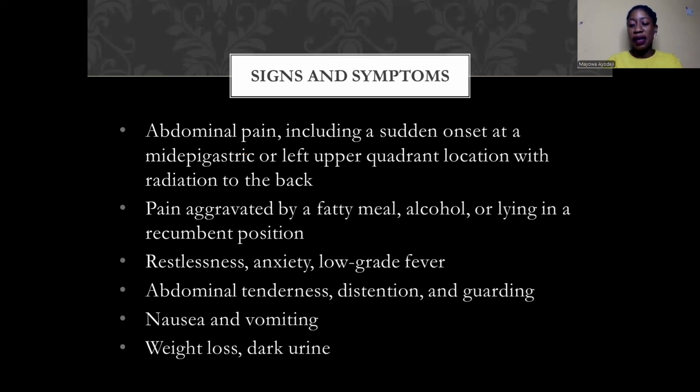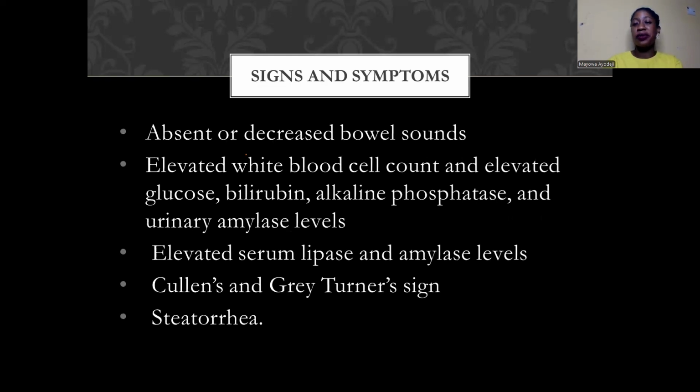There's restlessness, anxiety, low-grade fever, abdominal tenderness, distension, guarding of the abdomen. There is nausea and vomiting. There's weight loss and dark urine. Now there's absence or decreased bowel sound, elevated white blood cell counts, because inflammatory process is going on. There's elevated glucose level because there is no insulin that will help to control the blood sugar. There's also accumulation of bilirubin.